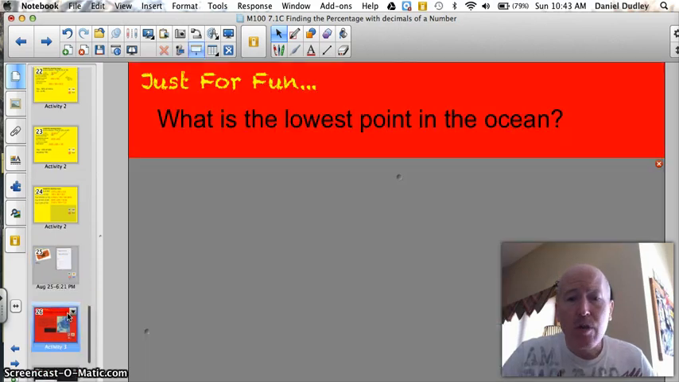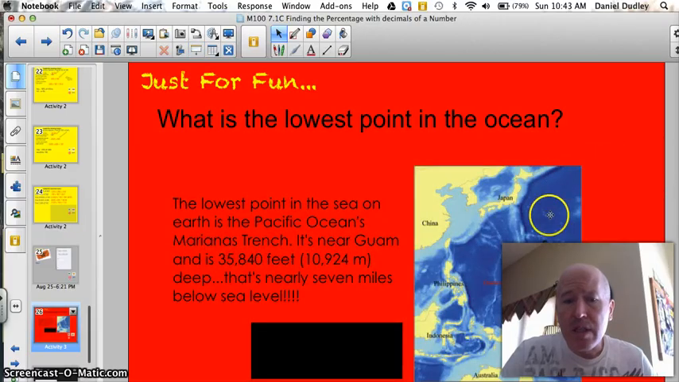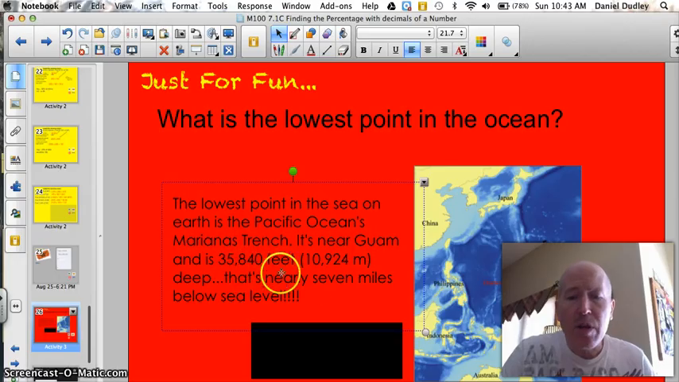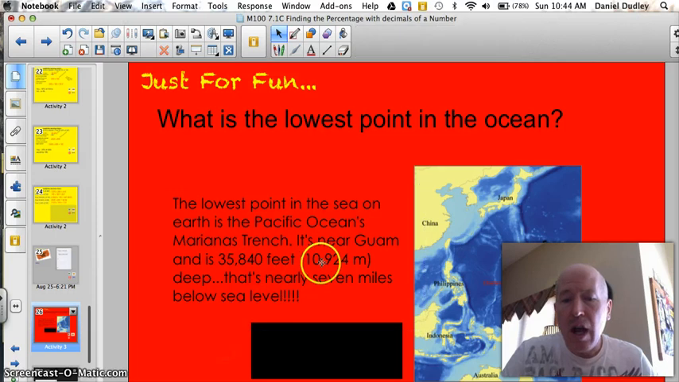All right, the trivia question was, what is the lowest point in the ocean? It's crazy. It's the Marianas Trench, and it's near Guam. So here's Japan and New Guinea and Indonesia, and here are the Philippine Islands. It's in the Pacific, and here is the Marianas Trench right next to Guam. It's 35,840 feet deep. It's nearly 7 miles below sea level. 10,924 meters. That's a long way.